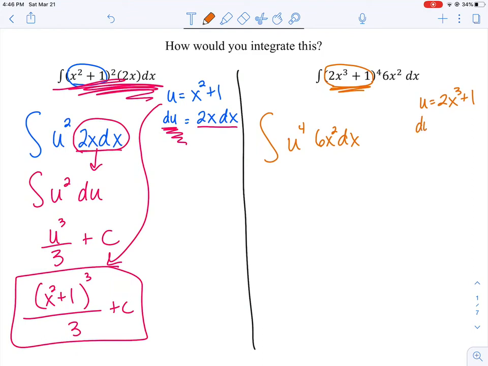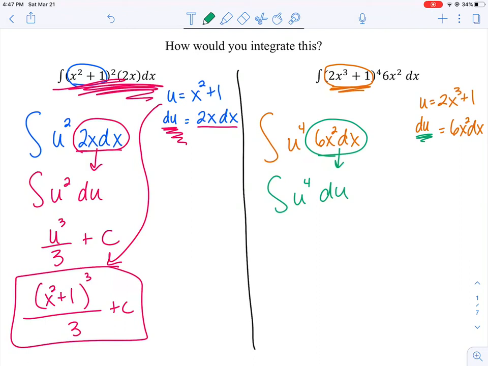Now off to the side, I'm going to find the derivative of u with respect to x. So the derivative of 2x cubed plus 1 is really 6x squared. I'm going to multiply both sides by dx, and I end up getting that du is really 6x squared dx, which is perfect because look at this. 6x squared dx now is the same thing as that du, so I can substitute in a du instead of saying 6x squared dx.